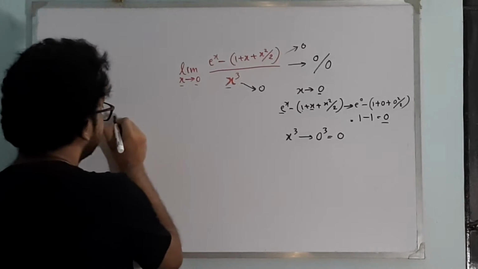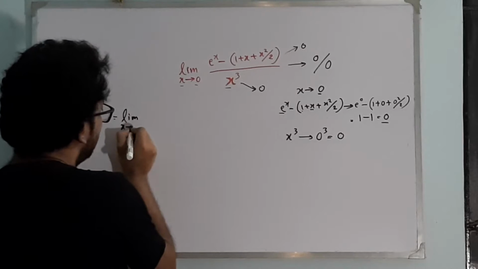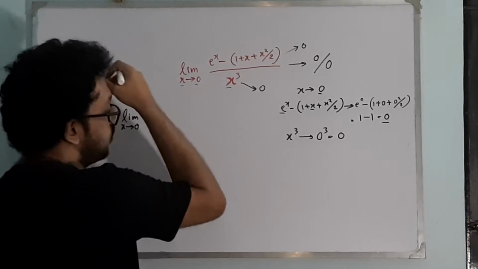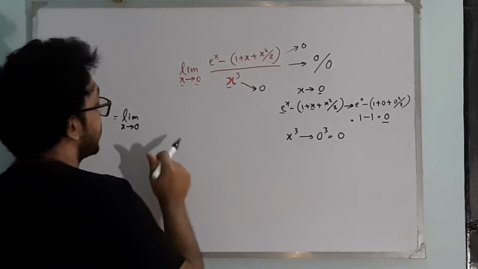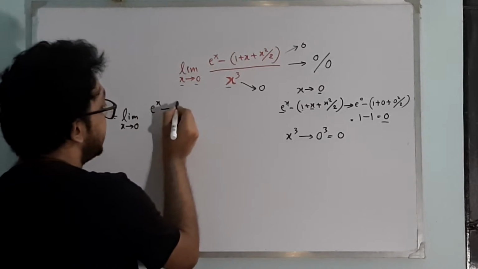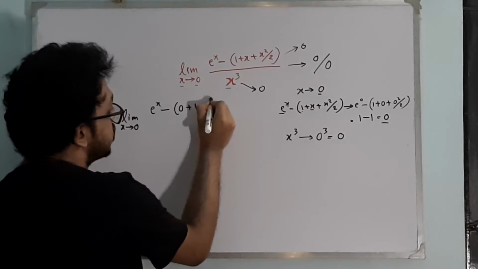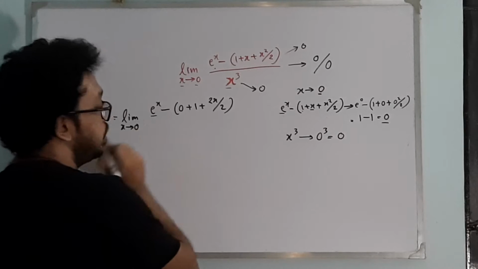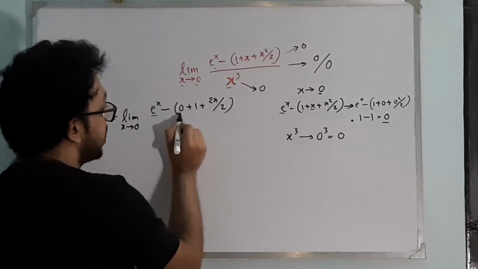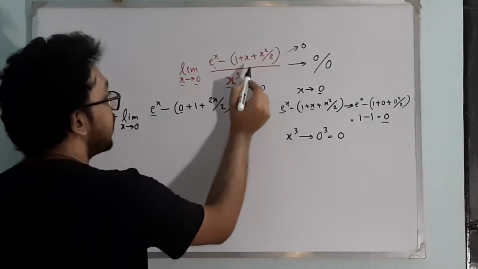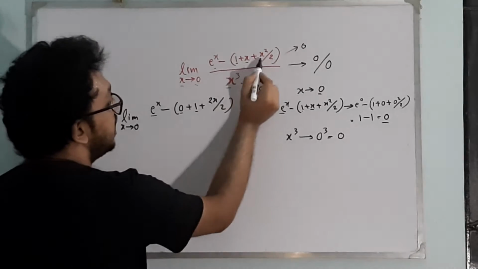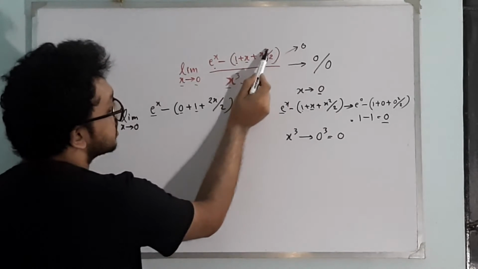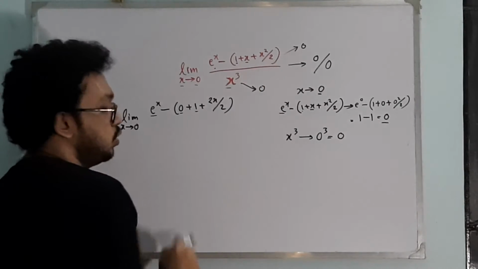So in this case, if I differentiate the numerator, that is e to the power x minus 1 plus x square by 2 with respect to x, I will have e to the power x minus 0 plus 1 plus twice of x divided by 2. If we differentiate e to the power x with respect to x, I will have e to the power x. If I differentiate 1 with respect to x, we will have 0. If we differentiate x with respect to x, we will have 1. If we differentiate x square by 2 with respect to x, I will have twice x by 2, because differentiation of x square is nothing but twice x.